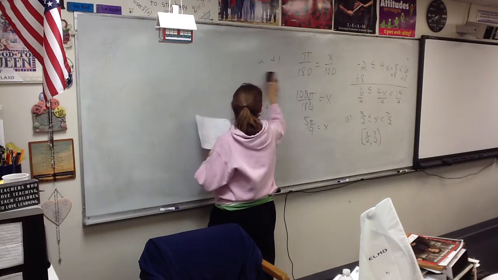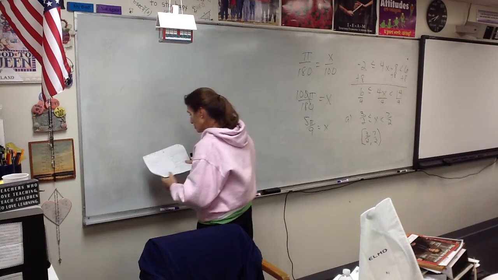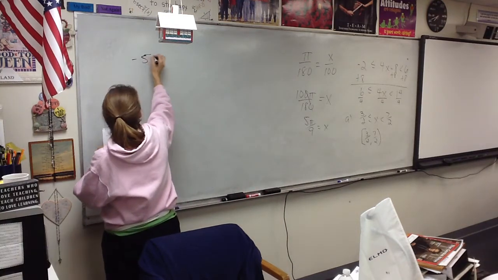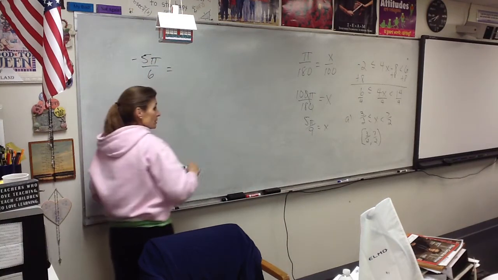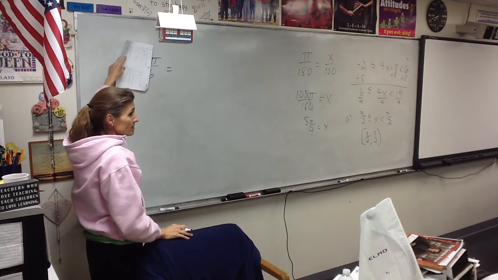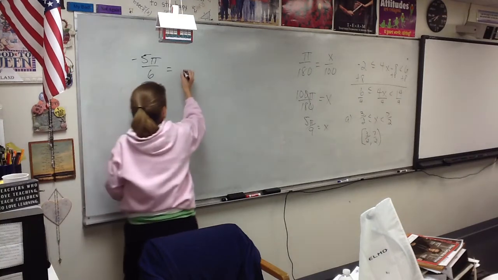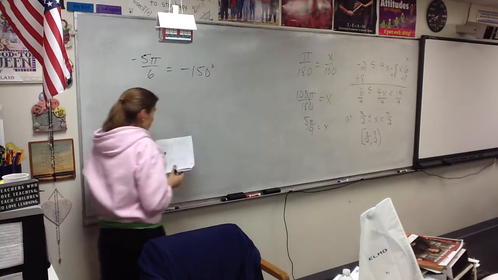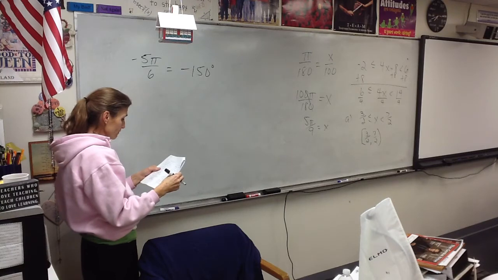Oh, number 5 is an easy one for you. You should be able to do this one very quickly. We want to change that to degrees, so we remember that pi is divided by 6 times negative 5, negative 150. Boy, that was easy. We hope there's a lot like that one.